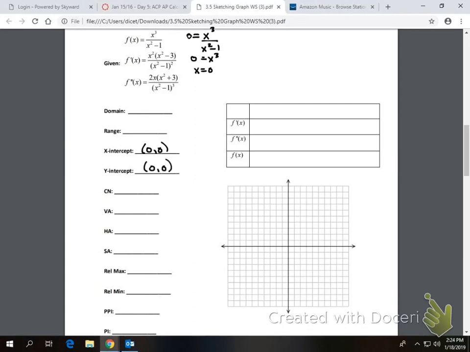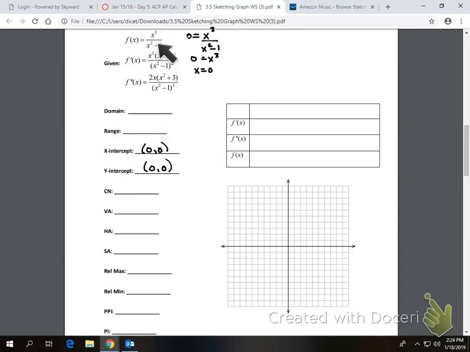Okay, how do I find critical numbers? Set the first derivative equal to 0 or set the first derivative equal to undefined, right? Real quick, before I get to that, I got too excited. I want to answer the vertical asymptote, horizontal asymptote, and slant asymptote, because I don't need derivatives for that. Look up on the screen.